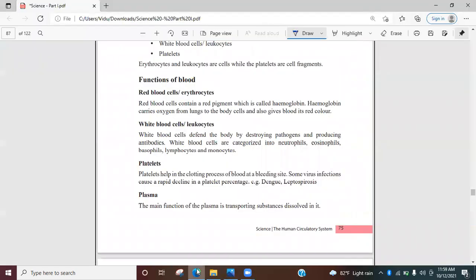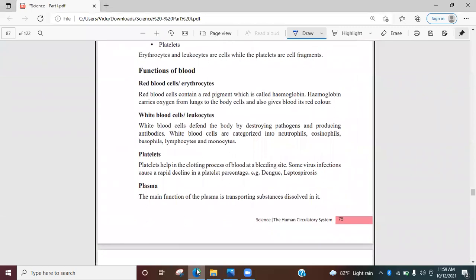Now, let's discuss the functions of blood. Red blood cells contain a red pigment called hemoglobin. Hemoglobin carries oxygen from the lungs to the body cells and also gives blood its red color.